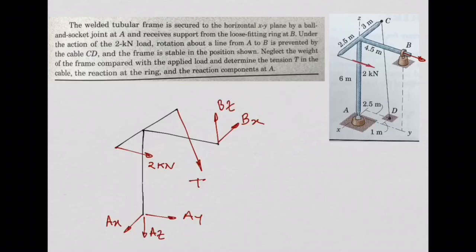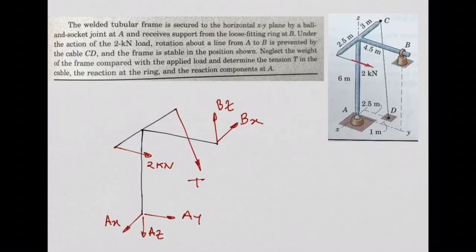So in our free body diagram, we isolated this tubular frame. We included the force in the cable T. We included the external load, 2 kilonewtons. We included the reactions at support A. We included the reactions at support B. So we have our free body diagram completed. Of course, we need to have the coordinate axes. This is my Z direction. This is my X direction. And this is my Y direction.